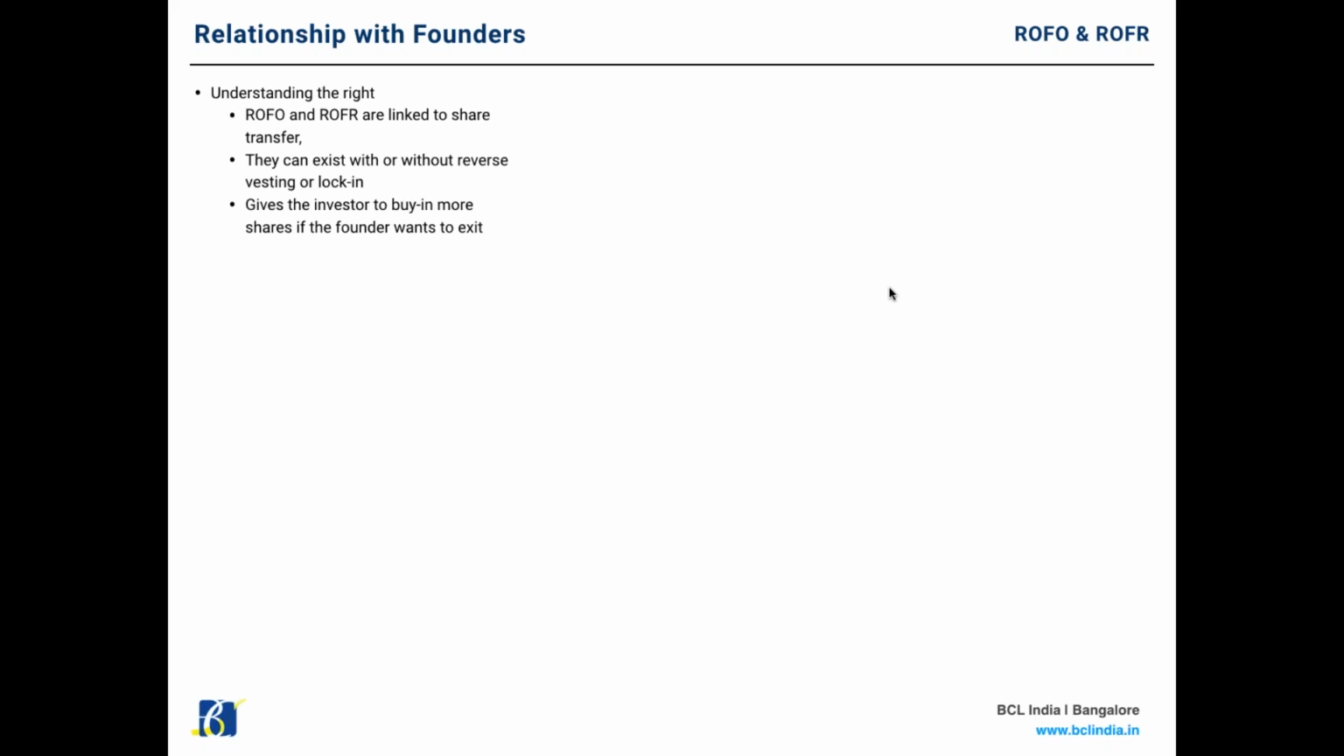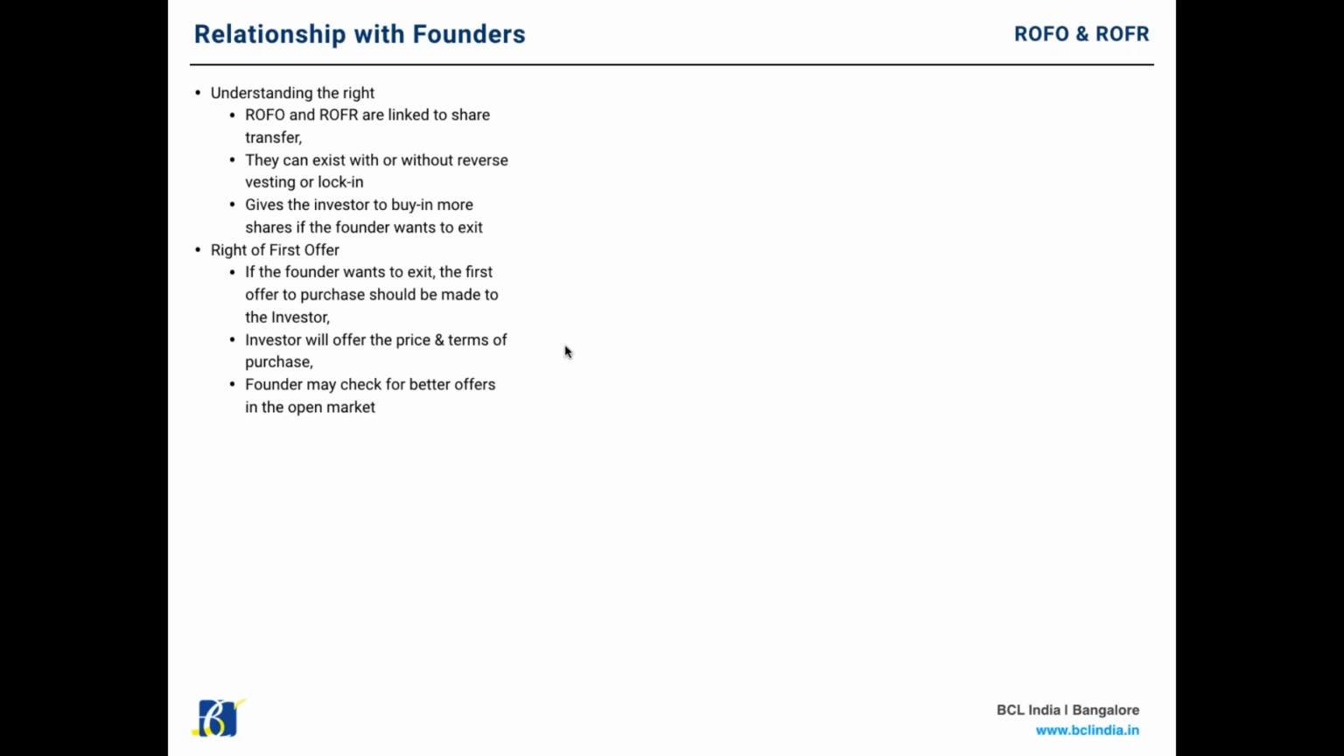Now ROFO and ROFR clauses are price discovery models, and ROFO stands for right of first offer. ROFR stands for right of first refusal, and they can exist with or without a reverse vesting or lock-in clause. And it gives the investor basically the right to buy more shares. So the investor is able to increase his shareholding.